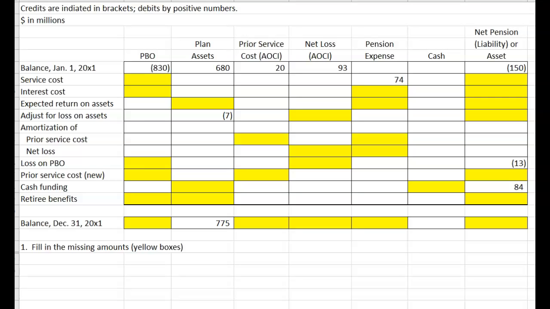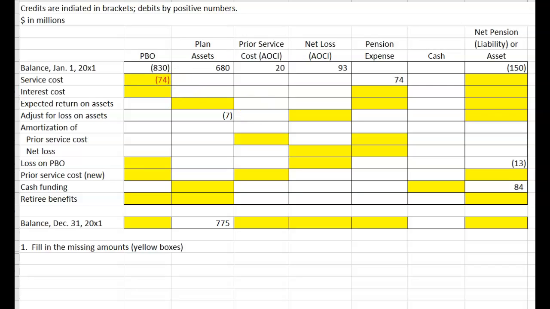The PBO is increased by the current year service cost. This is an easy number to find in this problem because service costs are also a component of pension expense, and the worksheet shows a $74 million debit to pension expense. The credit then belongs in the PBO as an increase to the PBO. So we write the 74 as a credit because it's going to increase the PBO.